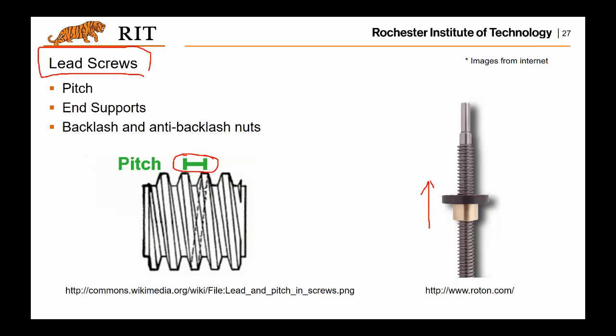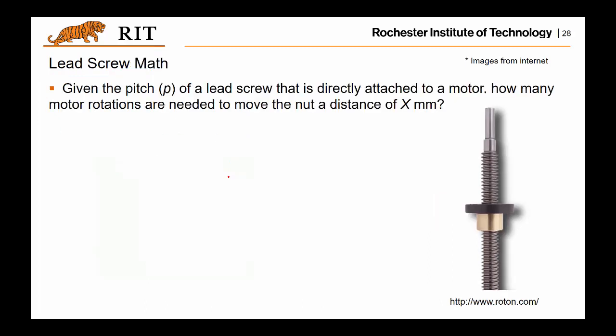So that gives you the idea, if you want to travel a certain distance, how many revolutions this screw should make, right? By utilizing the pitch and also the distance traveled. So let's look at some details. For example, you have a pitch P given here. And again, this screw is directly attached to a motor. That means if the motor rotates one turn, the screw will also rotate one turn, right?